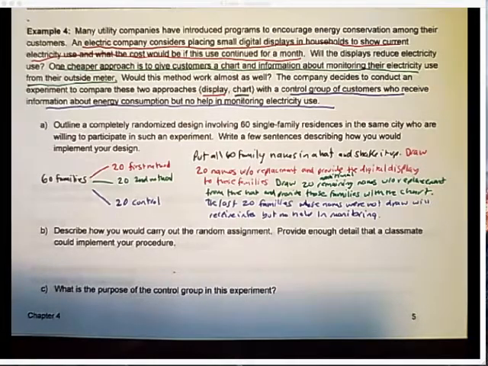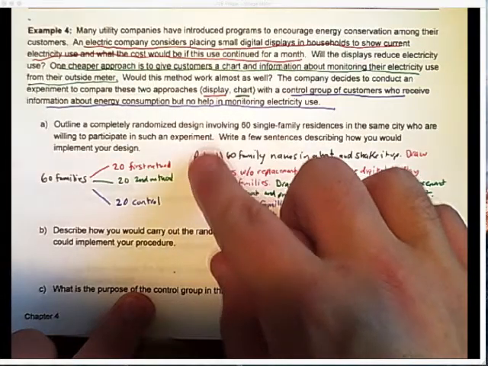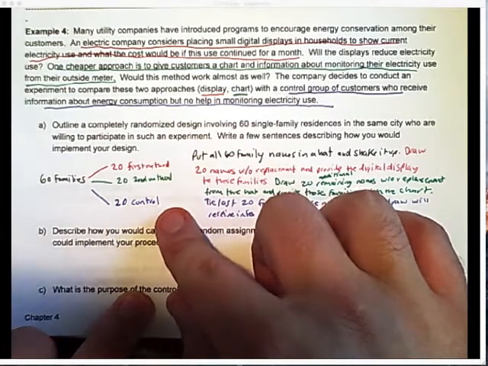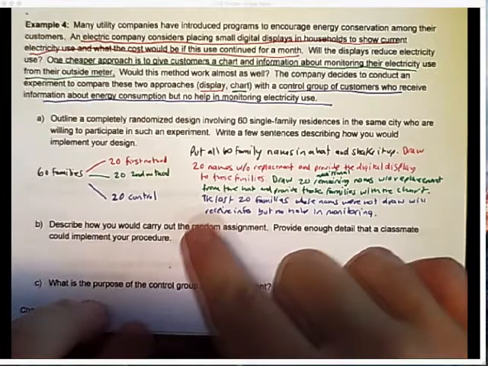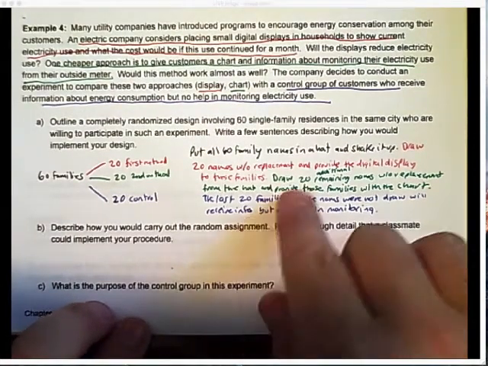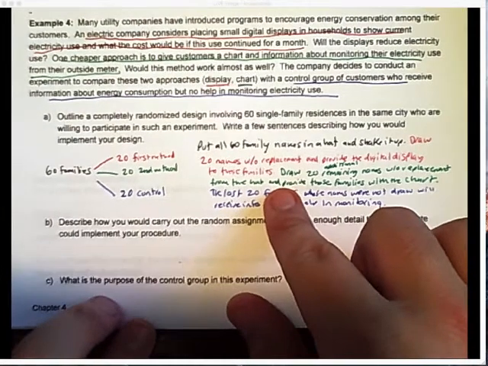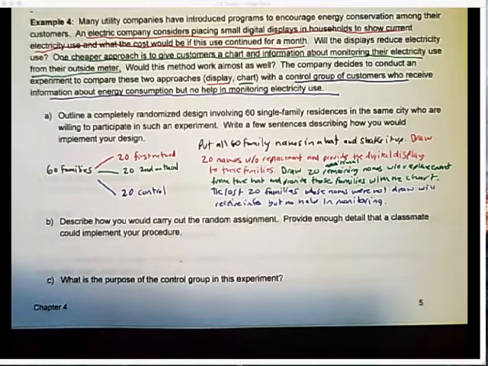It says, describe how you would carry out the random assignment. Provide enough detail that a classmate could implement your procedure. Okay, so I talked about how I'm going to put these families into the three groups. Okay, but I need to talk about, well, I guess I kind of did that. This is how I'm going to carry out the random assignment. All right, so this is partly A and B.